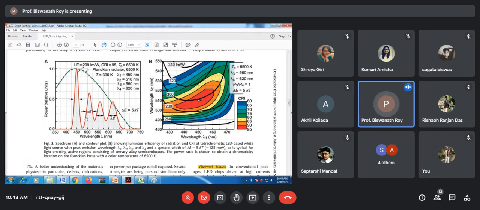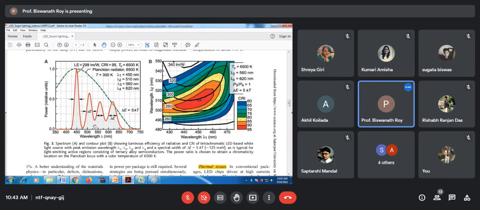And see here also this particular tetrachromatic light source, the 6500 Kelvin achieved by driving the 4 LED luminaires, LED light sources in such a way that the blue emission is maximum. If this has to be 6500, here the 6500, the blue is maximum in case of black body radiator. Here also blue is maximum, right?